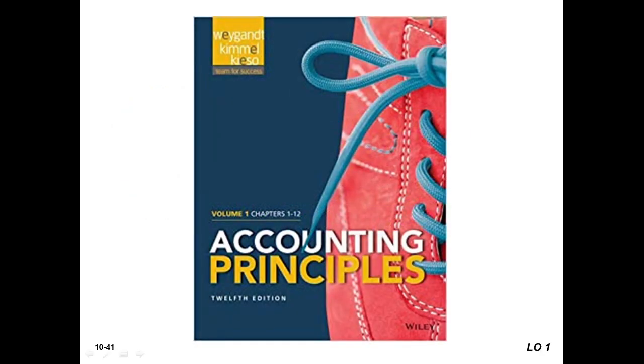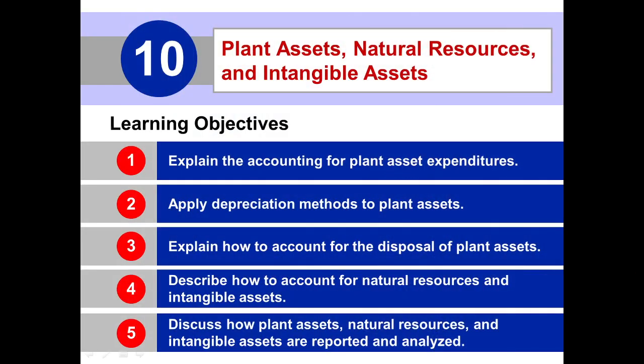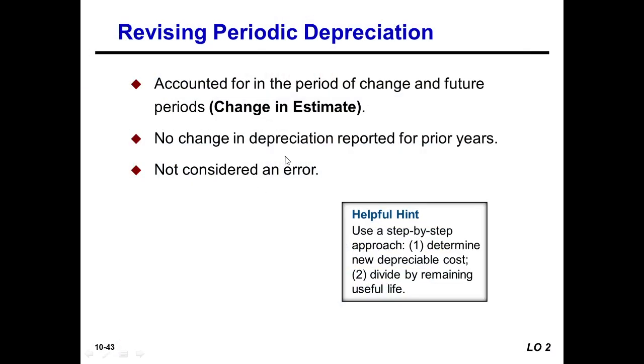We are following this book. This is chapter 10, Plant Assets, Natural Resources and Intangible Assets. We have 5 learning objectives. Today we will discuss revising periodic depreciation.